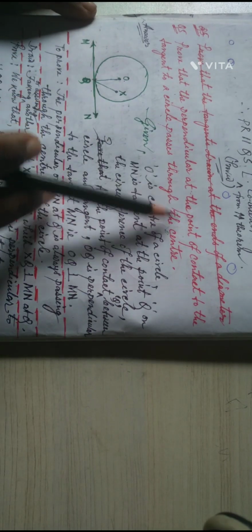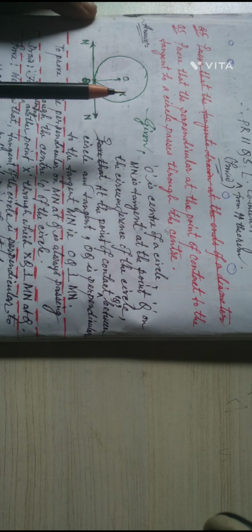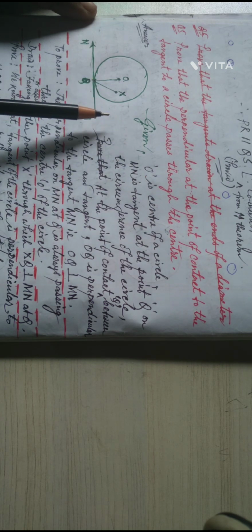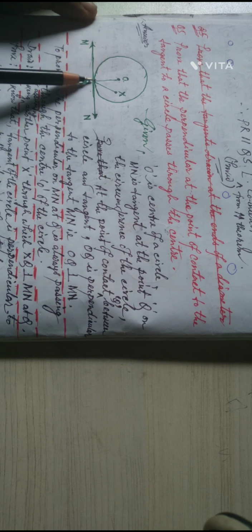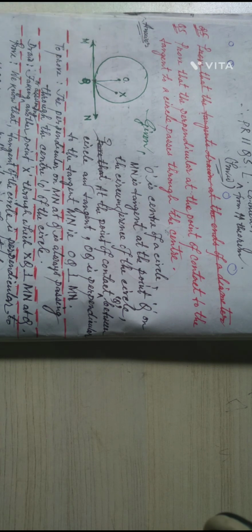Prove that the perpendicular at the point of contact to the tangent to a circle passes through the center. We have to prove that if we draw a perpendicular at the point of contact Q on the tangent MN, then that perpendicular must pass through the center. यही प्रूव करना है.